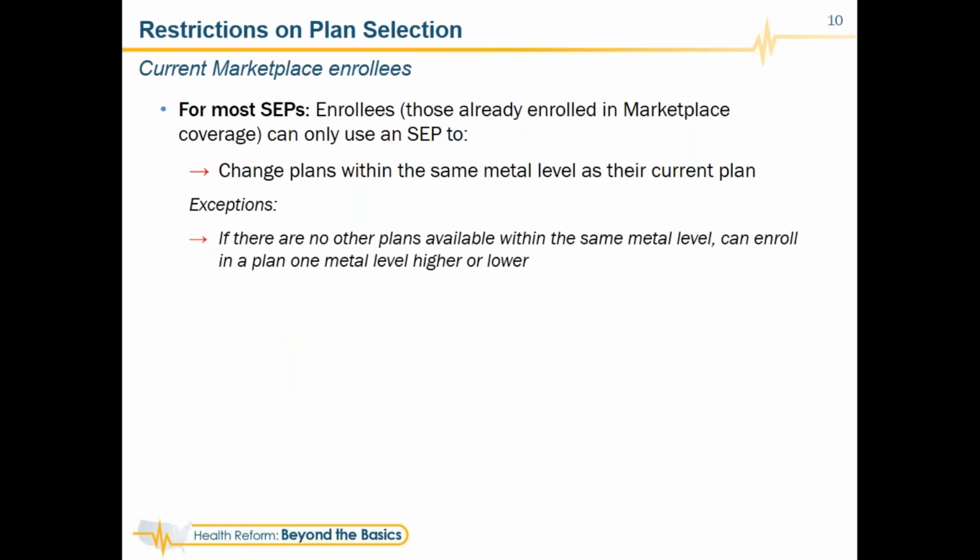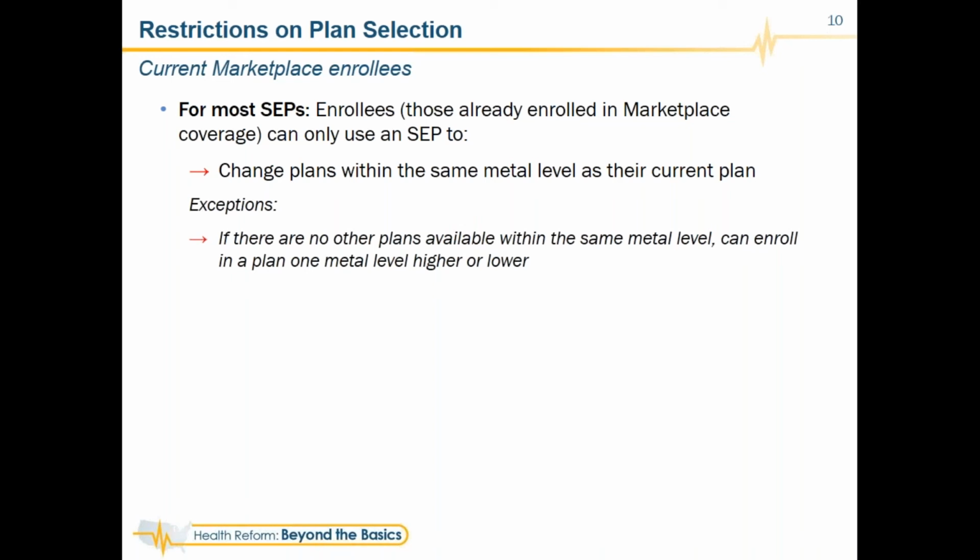So that's a really big eligibility change, but now let's go into a change on how people already enrolled in a marketplace plan can use an SEP, and this is a huge process change. Anyone who is currently enrolled in a marketplace plan, if they're eligible for an SEP, can only use the SEP to change plans within the same metal level as their current plan.